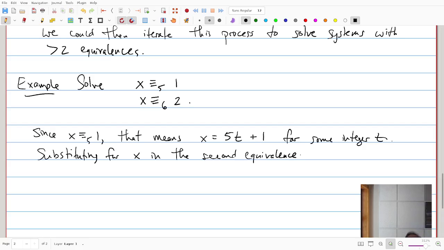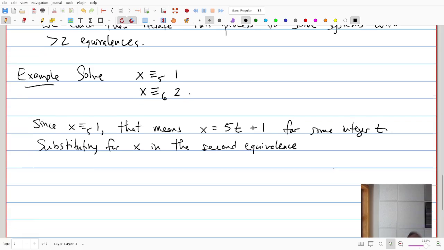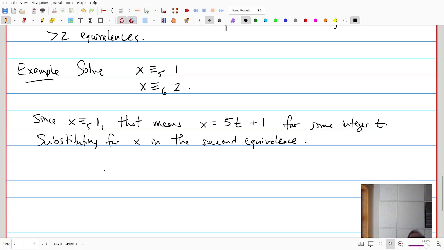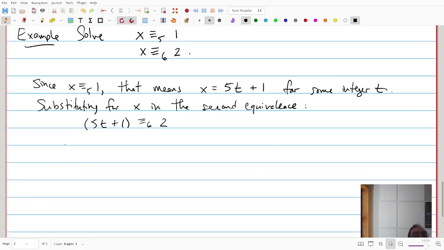Okay, so I've got this expression for x, 5t plus 1. I can substitute that into the second equivalence. And that gives us 5t plus 1 is equivalent modulo 6 to 2. And I can try to solve this for t. So this implies 5t is equivalent modulo 6 to 1.